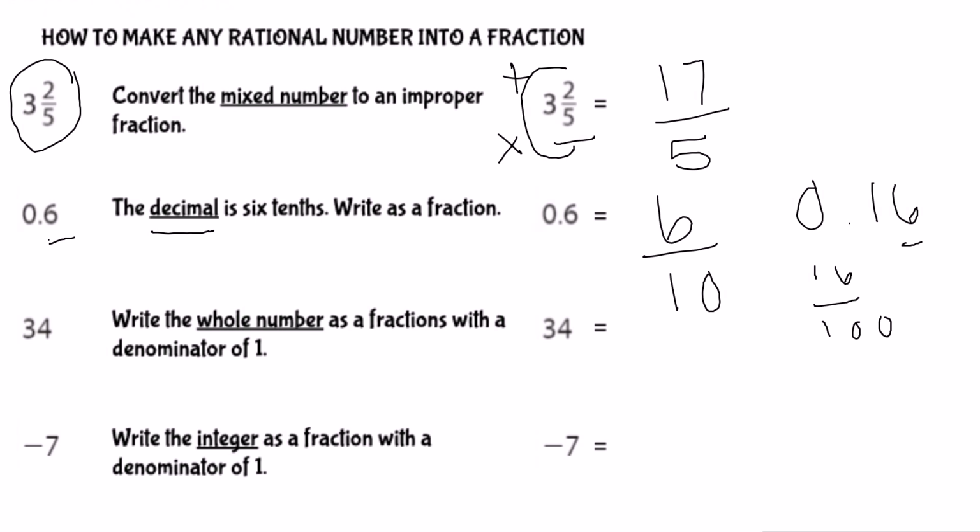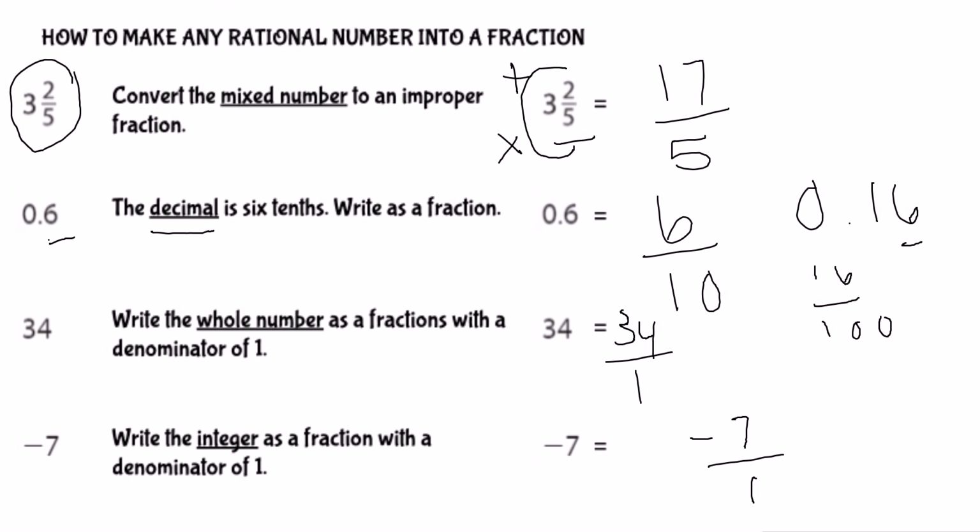The next one, these two are really easy. It says write the whole number as a fraction with a denominator of 1. You know how to make a whole number into a fraction. You literally just put it over 1. So that would just become 34 over 1. And then this, it says write the integer as a fraction with the denominator 1. It's still the same thing. It's not a decimal, it's not a fraction, it's just a negative number. So you're just going to still put it over a 1. It's just going to be a negative fraction, negative 7 over 1.